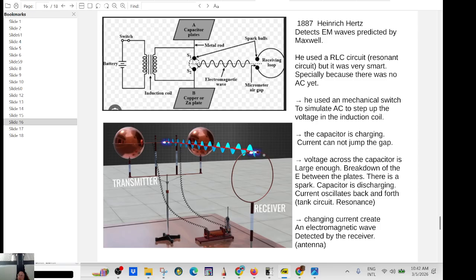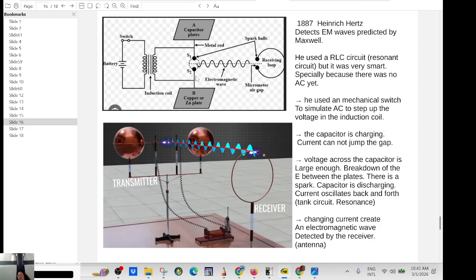until you reach a voltage high enough between those 2 connections, and you're gonna have a spark. And all of a sudden, the current is gonna flow back and forth. You're gonna have resonance, okay? And that will make this electromagnetic wave. So it was the first time, okay?